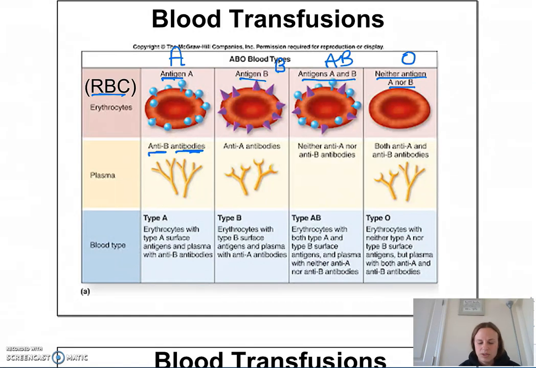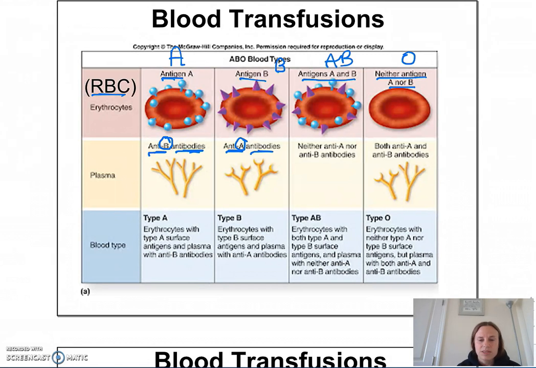In this case, a person with blood type A recognizes someone with blood type B as a foreign invader and would fight against that type of blood. Let's look at a person with blood type B. They've got anti-A antibodies, meaning that anyone who has an A antigen is going to be recognized as a foreign invader, and that person will fight against those blood types.